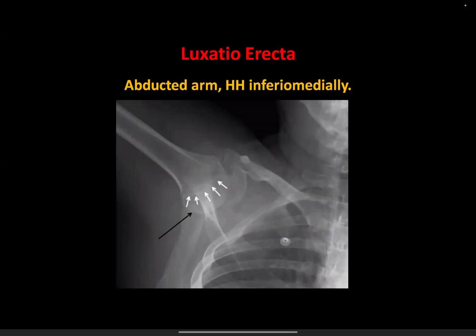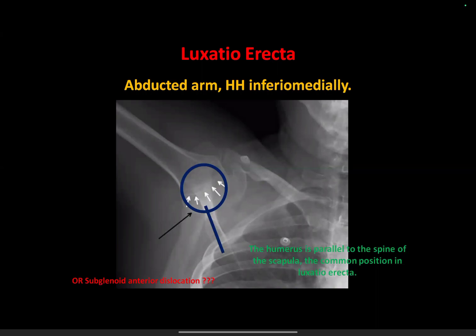Last but not least, a less common entity of dislocation, we have luxatio erecta. Usually that happens in the setting of an abducted arm with inferior medial displacement of the humeral head. How can we differentiate this entity from a subglenoid anterior displacement? Basically, the humerus will be parallel to the line of the scapula, and the diagnosis is made on clinical grounds.